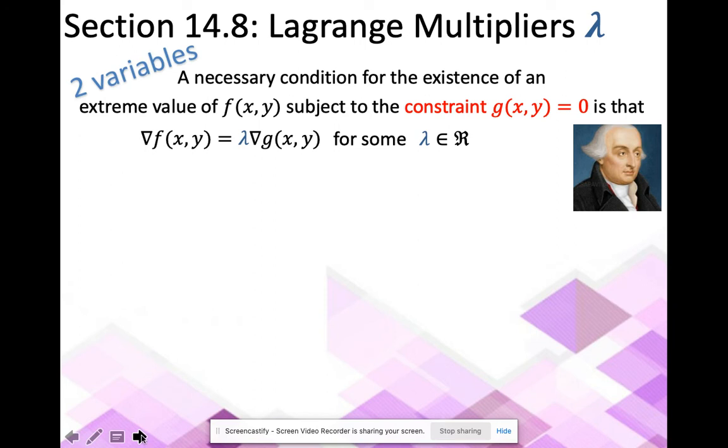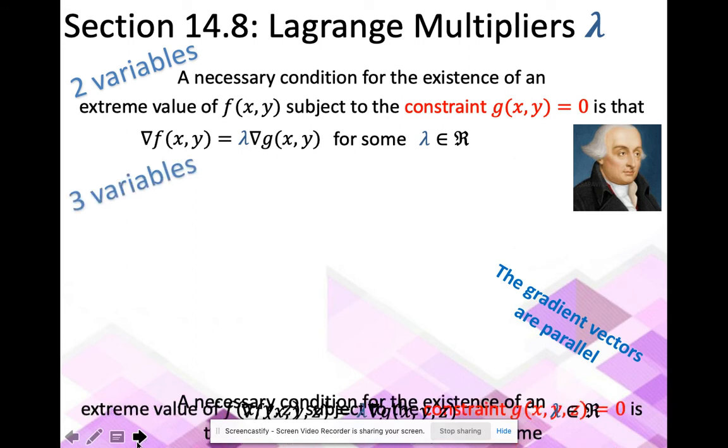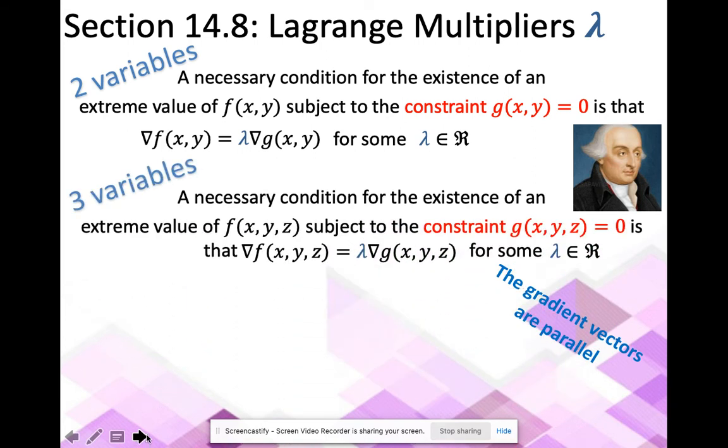There's my 2 variable situation. 3 variables looks like that. Remember, this all is because the gradient vectors are parallel. That's what these 2 statements mean. So for 3 variables, I just extend to my third. I still set my constraint equal to 0. I still have my gradient of my surface equal to a scalar times the gradient of my constraint.